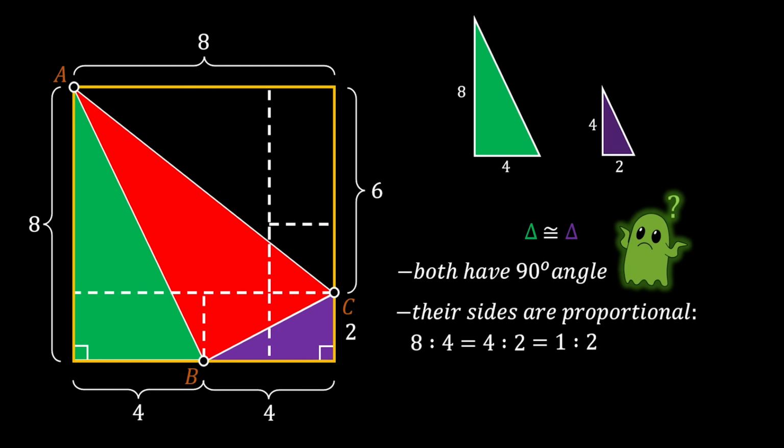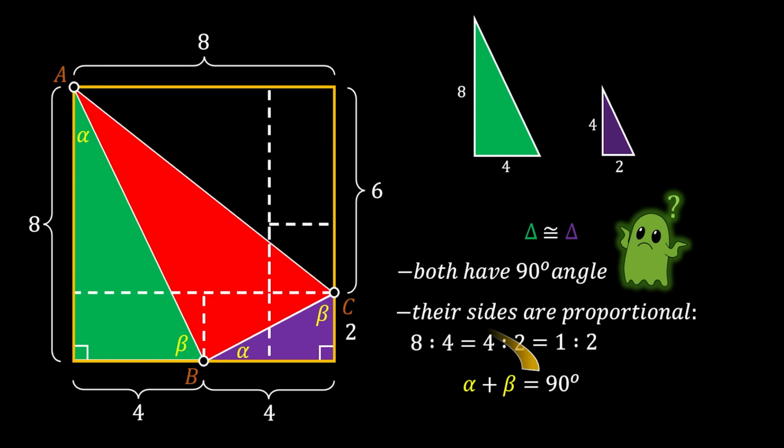And that means that they have the same angles, which we will mark as alpha and beta. You can notice that the value alpha plus beta must be equal to 90 degrees, since the sum of all angles inside the triangle is equal to 180 degrees and they are both right triangles.